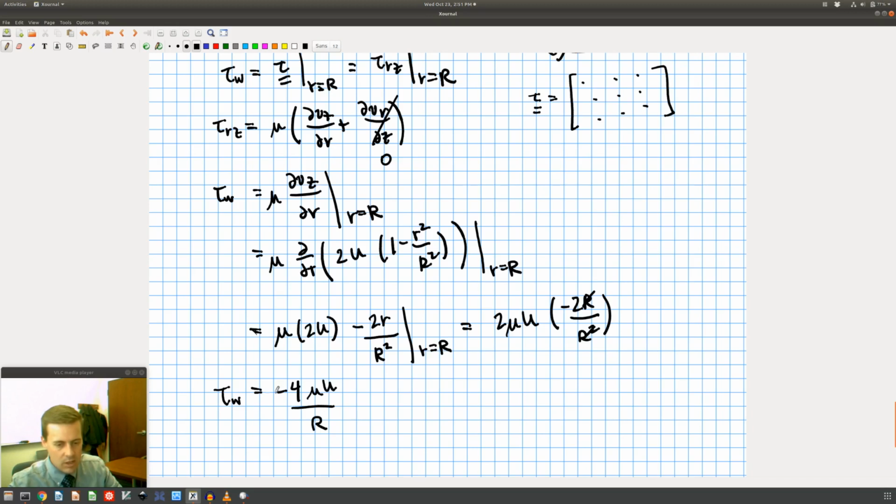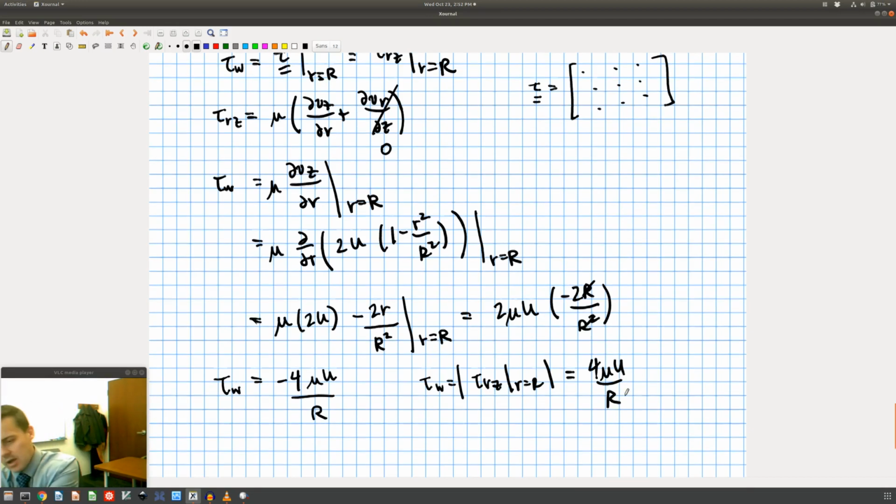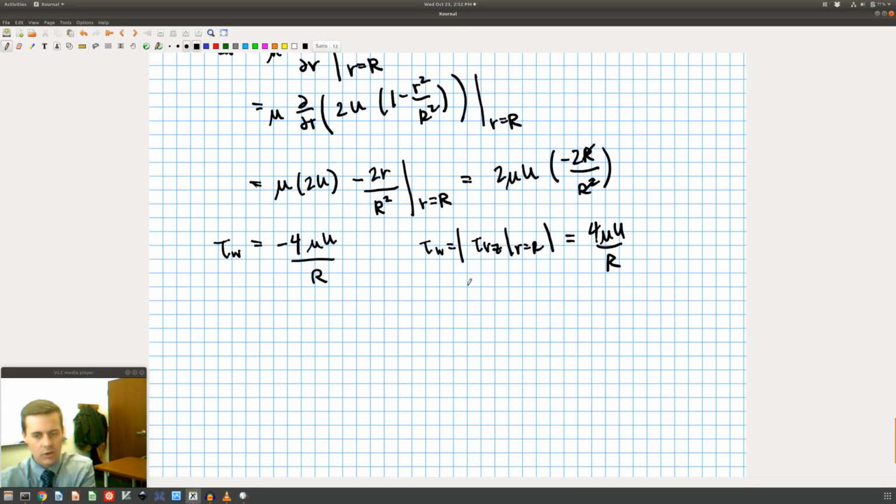And really, I don't care about the negative sign. That tells me the direction, but I only care about the absolute value of tau RZ. So I'm going to say that my wall shear stress is the absolute value of tau RZ evaluated at R equals big R. And that's going to give me 4 mu U over R. That's just for my version in the friction factor. I don't care about the negative sign.